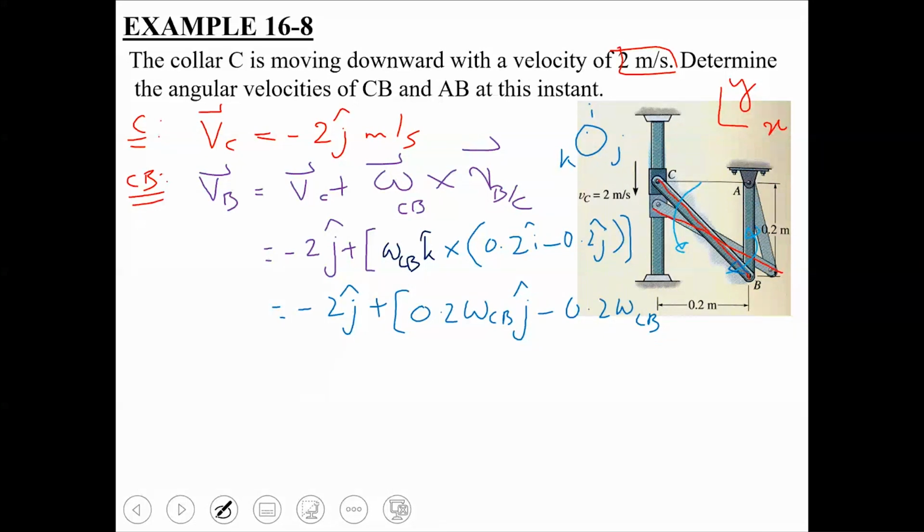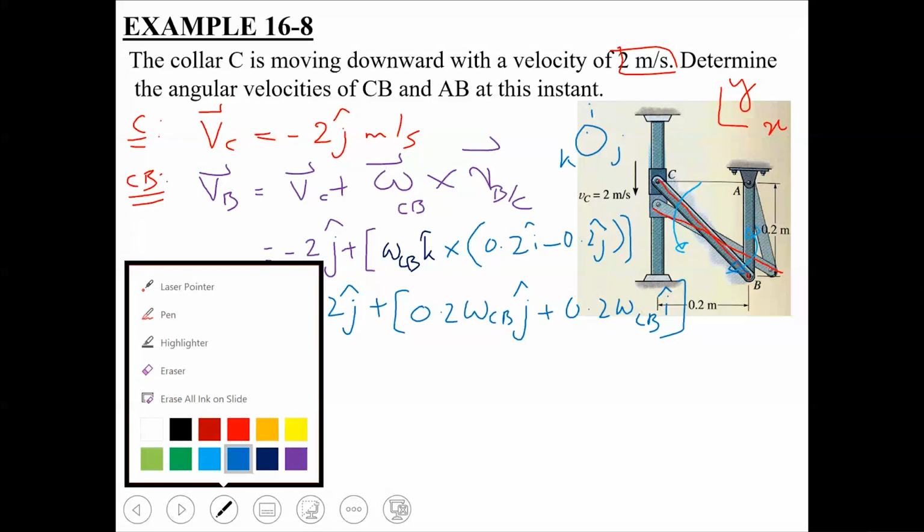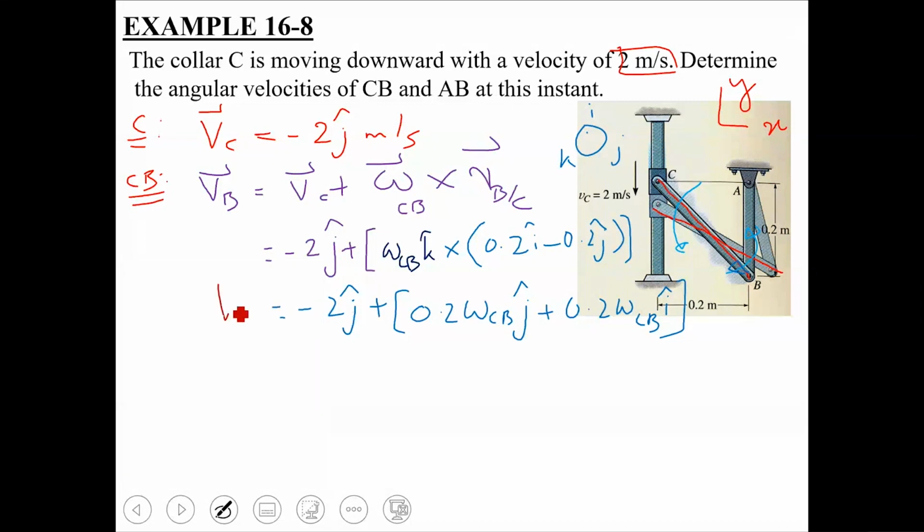Negative I. नेगेटिव आई तो नेगेटिव नेगेटिव प्लस हो जाएंगे और यहाँ हमारे पास ये क्रॉस प्रोडक्ट आ जाएगा which is minus 2j plus 0.2 omega CB j plus 0.2 omega CB i. So this would represent the velocity of point B, which is velocity B. ये point clear है देखो? Yes, sir. Okay, now moving on to our next link, which is link AB.